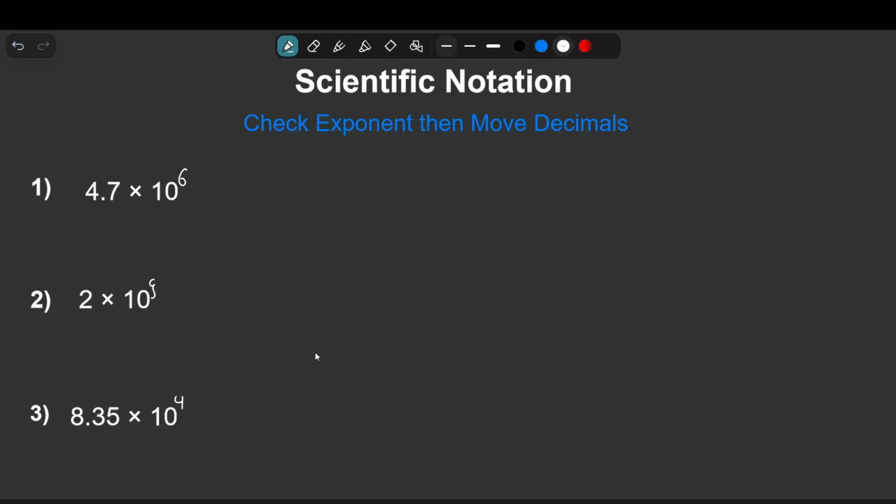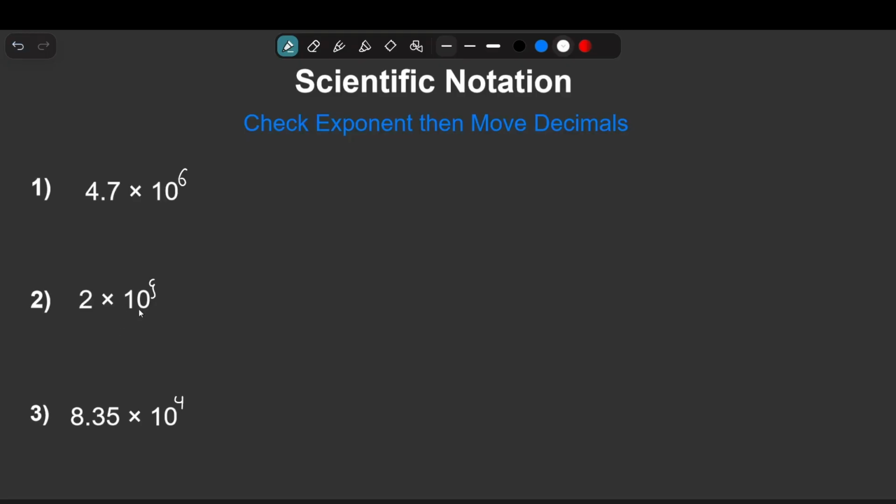To convert scientific notation back to standard form, first look at the exponent. Since all of these exponents are positive, we're working with big numbers. That means we move the decimal to the right. The exponent tells us exactly how many places to move it. For example, with the first example, we move the decimal 6 places to the right because our exponent says so. We're going to repeat this for all three problems, and you'll always get the correct standard form final answer.